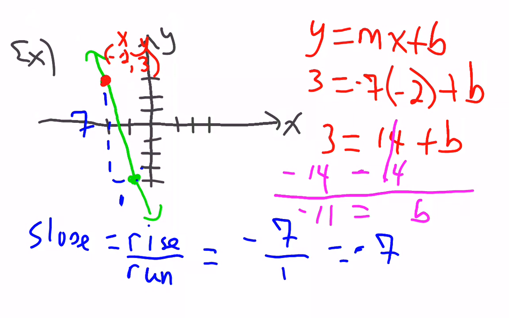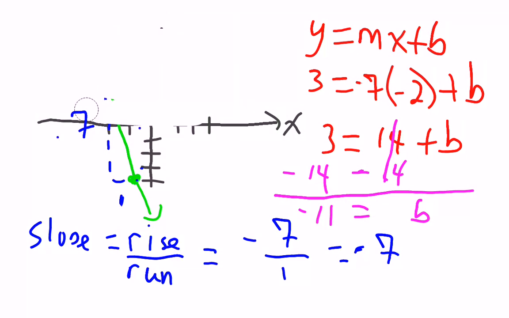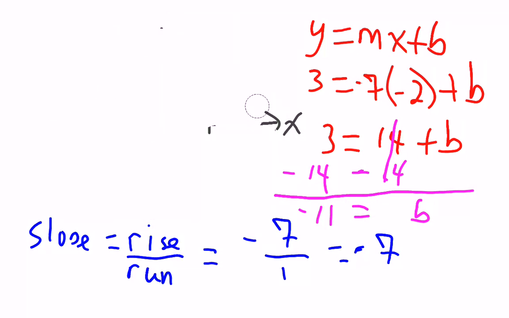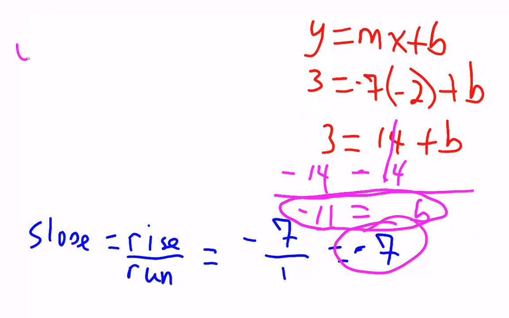Awesome. Now we can write our equation. So what does our equation look like? Well, let's give us some room so we can just kind of complete the circle here and write our equation. So now we just plug in the b and we plug in the m. So we have y equals -7x minus 11. And you're all done.